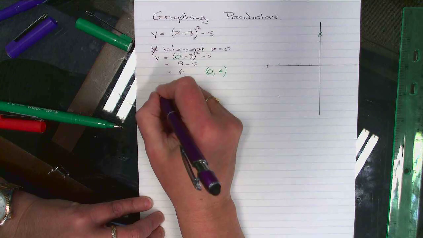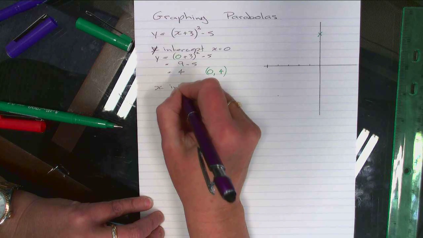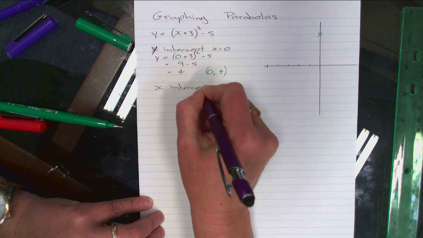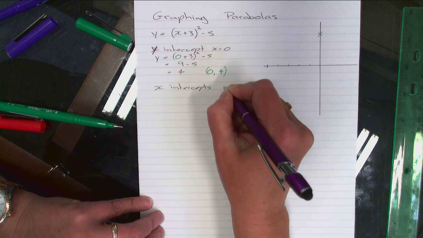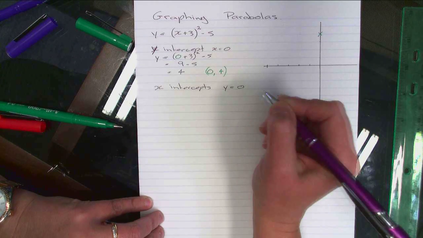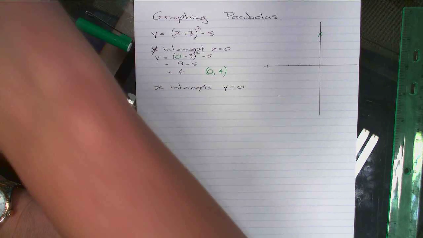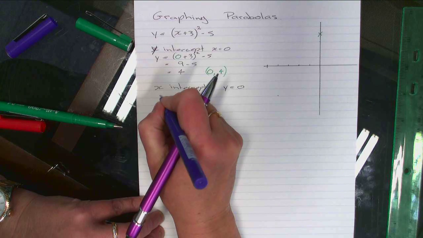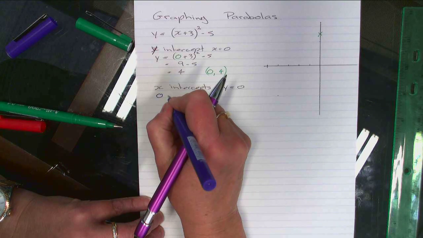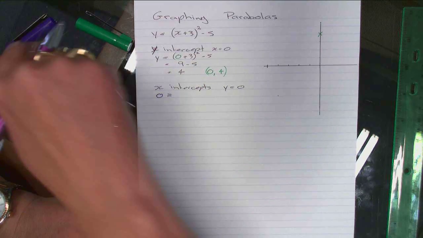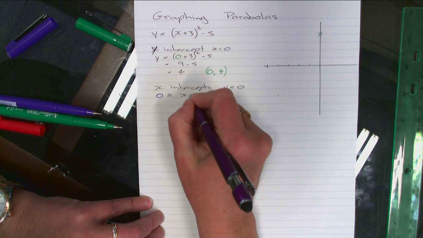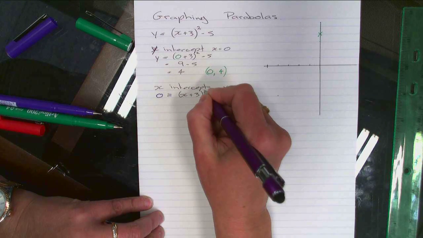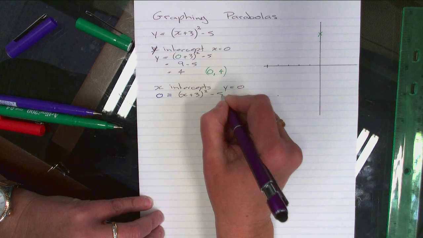So let's do our x-intercept. And that is when y equals 0. So this is our null factor law. So 0 equals x plus 3 squared minus 5.